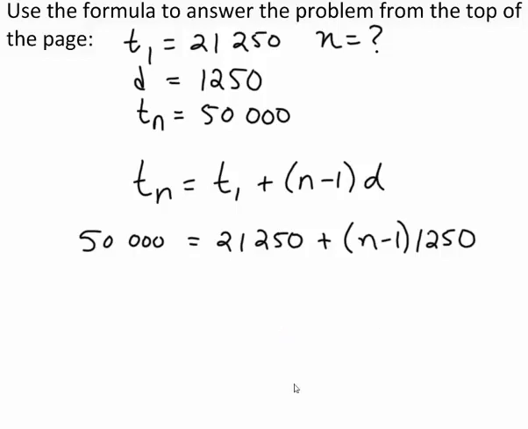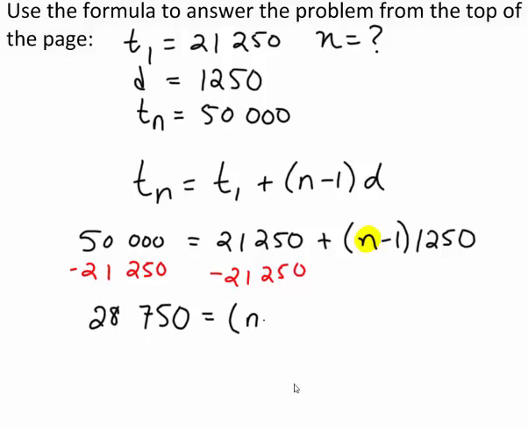So our job is to isolate n, and we're going to start by doing the opposite. We start with our add or subtract step first. I'm going to subtract the 21,250 from both sides, which will leave me with 28,750, which equals n minus 1 times 1,250. And at this point, some of you might be tempted to multiply in to your brackets, but I'm going to say, let's not do that. We're trying to get n alone, so let's get rid of the 1250 instead.